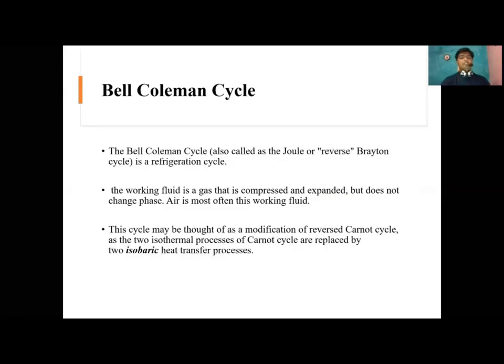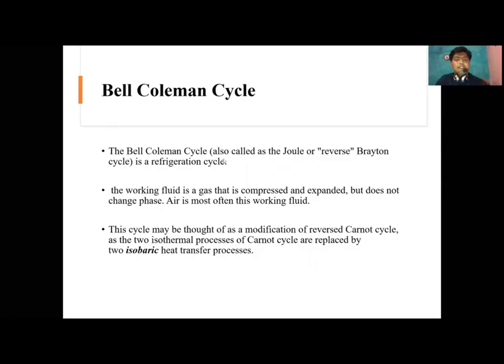Okay. Next, the main important cycle, that is the Bell-Coleman cycle. Because the Carnot cycle is not practically possible, we study the Bell-Coleman cycle next. The only change: in the reverse Carnot cycle we use two constant temperature processes, now in the Bell-Coleman cycle we use two constant pressure processes. Only two processes change.